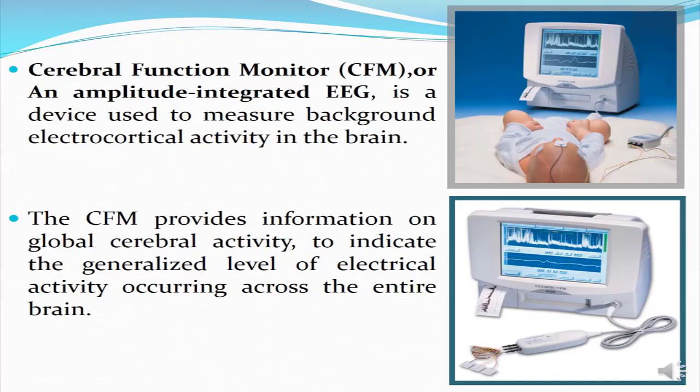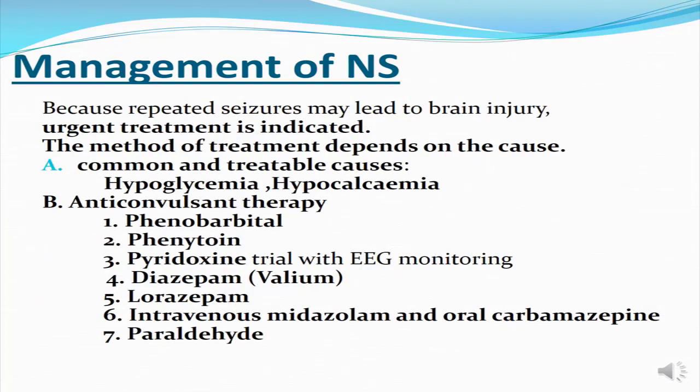across the entire brain. So how do we manage patients with neonatal seizure? Because repeated seizures may lead to brain injury, urgent treatment is indicated. The method of treatment depends on the cause. Also, first we should look for common and treatable causes because they are easily treated and can stop the convulsion or seizure, like hypoglycemia and hypocalcemia.